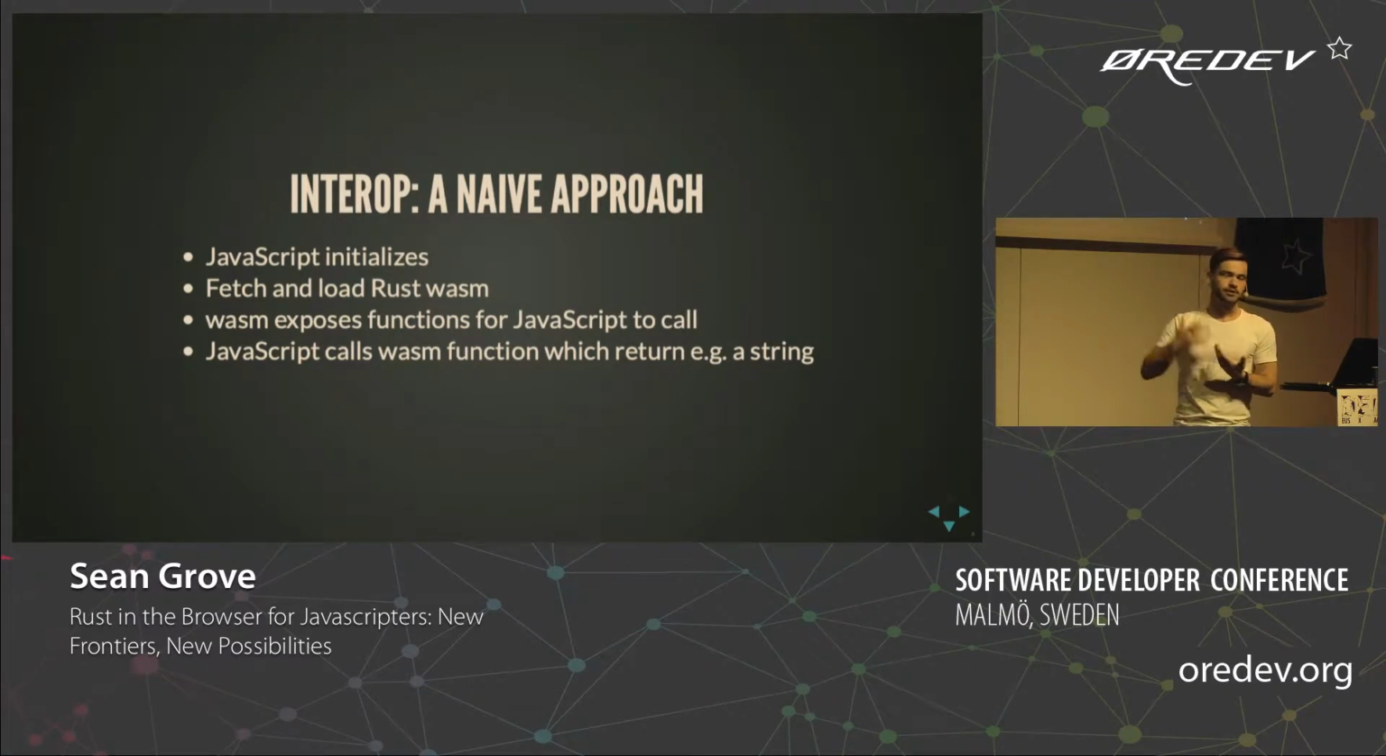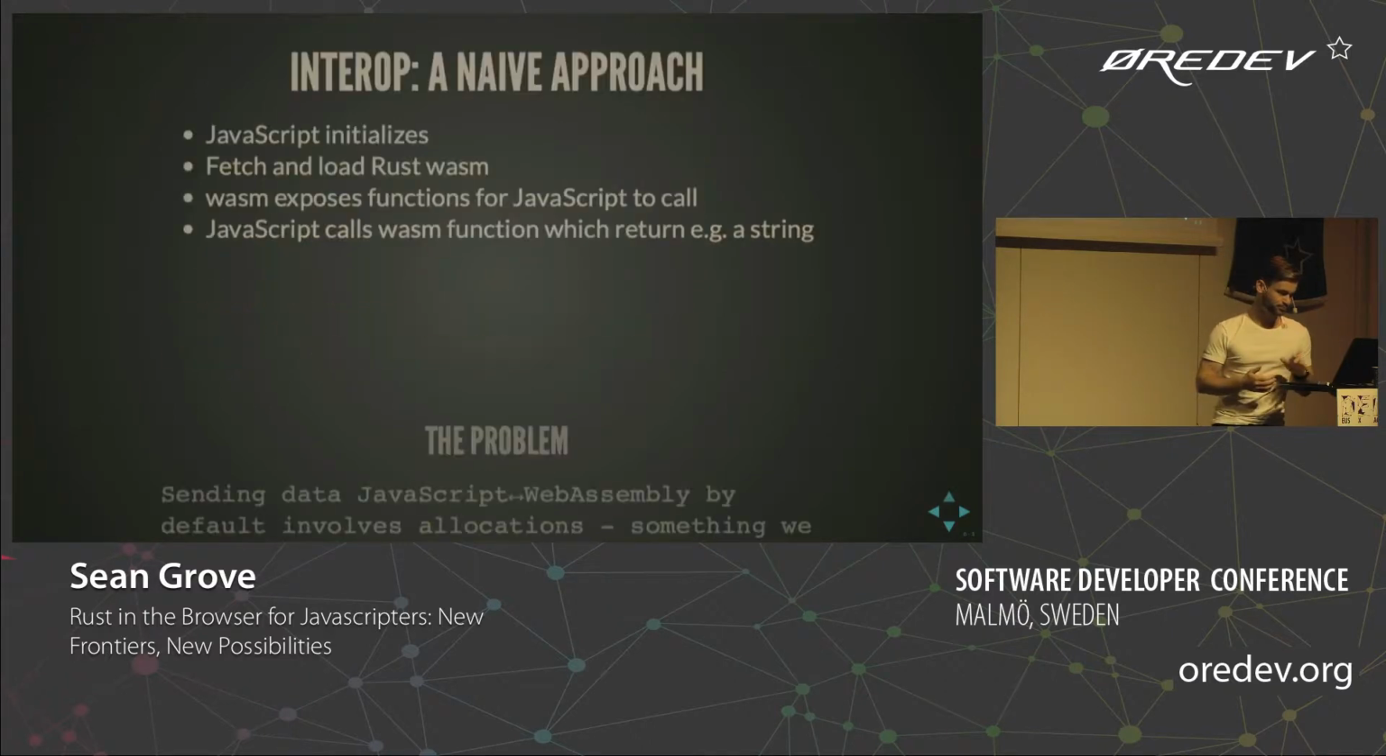So just as a high level, if we're doing JavaScript to Rust interop, we've written some code in Rust, and we want to use it from our JavaScript application. Initially, what this might look like is, your JavaScript loads up. It then goes out and fetches and loads some WebAssembly. WebAssembly is going to expose some functions over a bridge that JavaScript can call into. And then JavaScript calls into it. And then the Rust does some magic. And eventually, it returns some data, maybe a string.